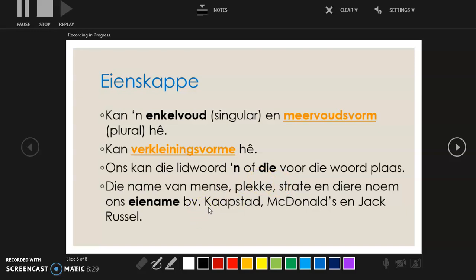Nou Kaapstad, that is the name of a place. So that will be, you will start with a capital letter. You will write that word with a capital letter.